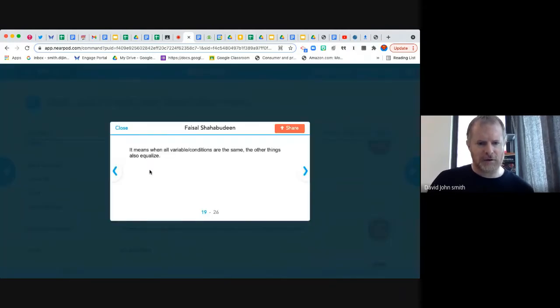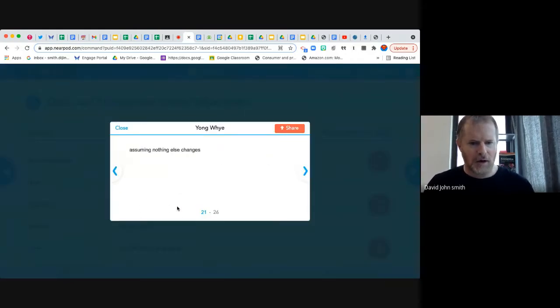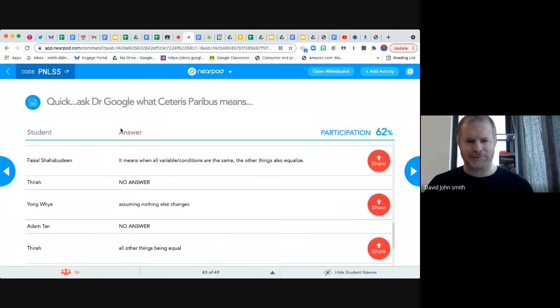Right. Faisal, let's have a look. All other variable conditions are the same. The other things also equalize well. That's quite technical, that one. And Yong Wai has got the simplest, most straightforward one: assuming nothing else changes.